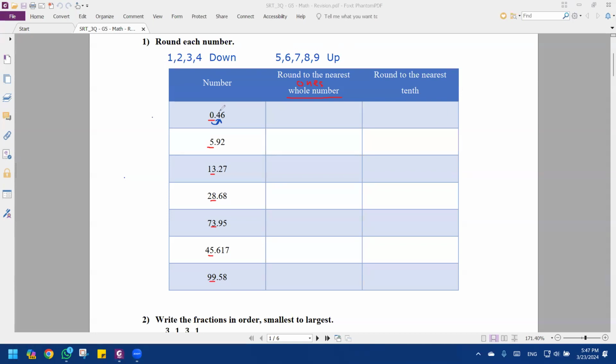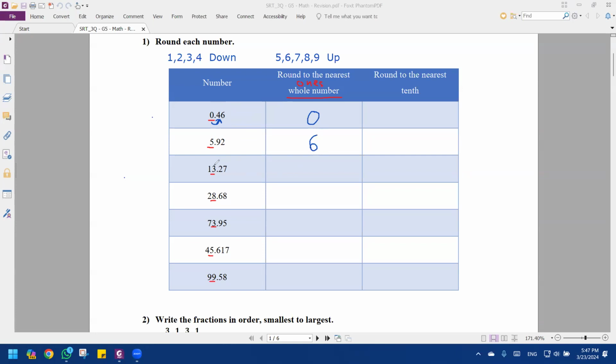So number 4, as you know, is round down. So we keep 0 as it is. We don't add anything or subtract anything. And the last digit that I should write is the one that I underlined. So the answer for the first one is 0. Now for the second one, 5, we look at 9. 9 is round up. So we should add 1 to the underlined value, which is 5. It will be 6.